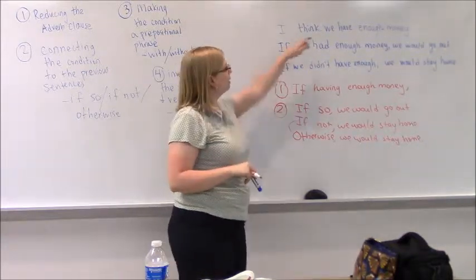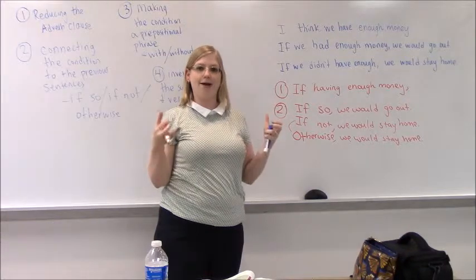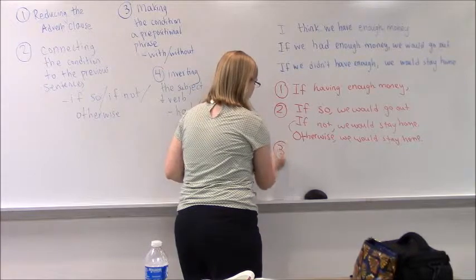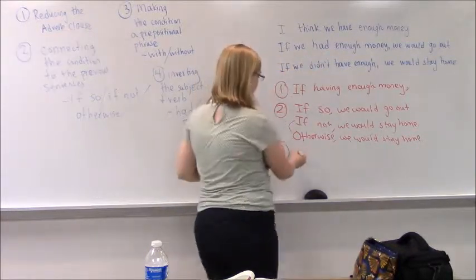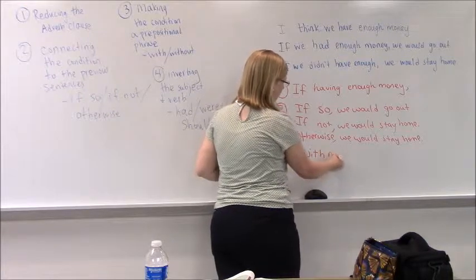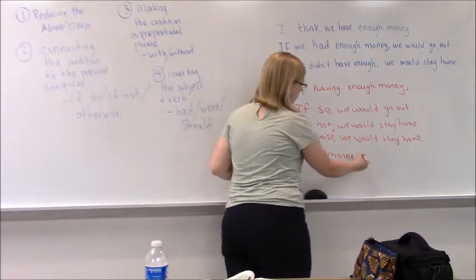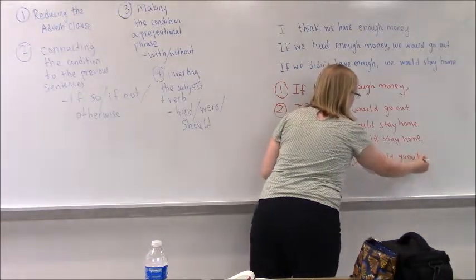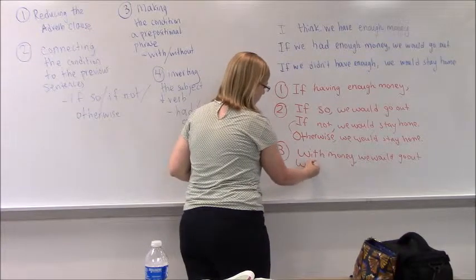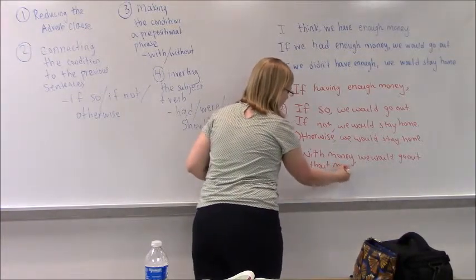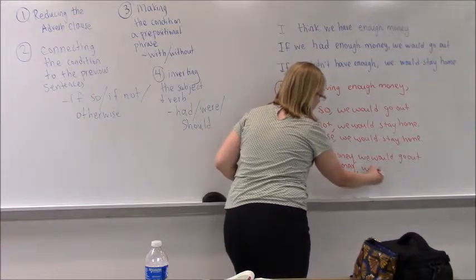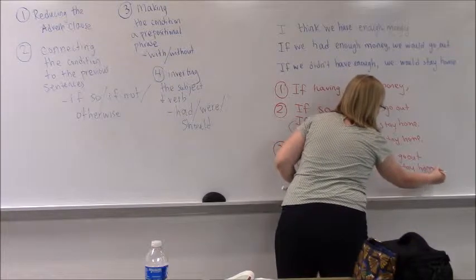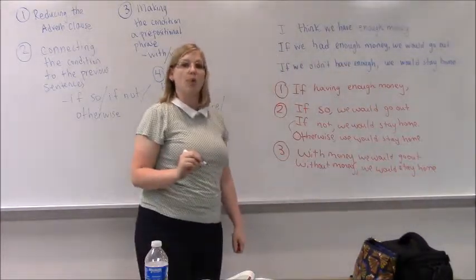Now our third one is by using with or without. And remember, we talked about having or have as a possession is one way that we typically use this. So we could say, about money. So with money, we would go out. Okay, or without money, we would stay home. Okay?